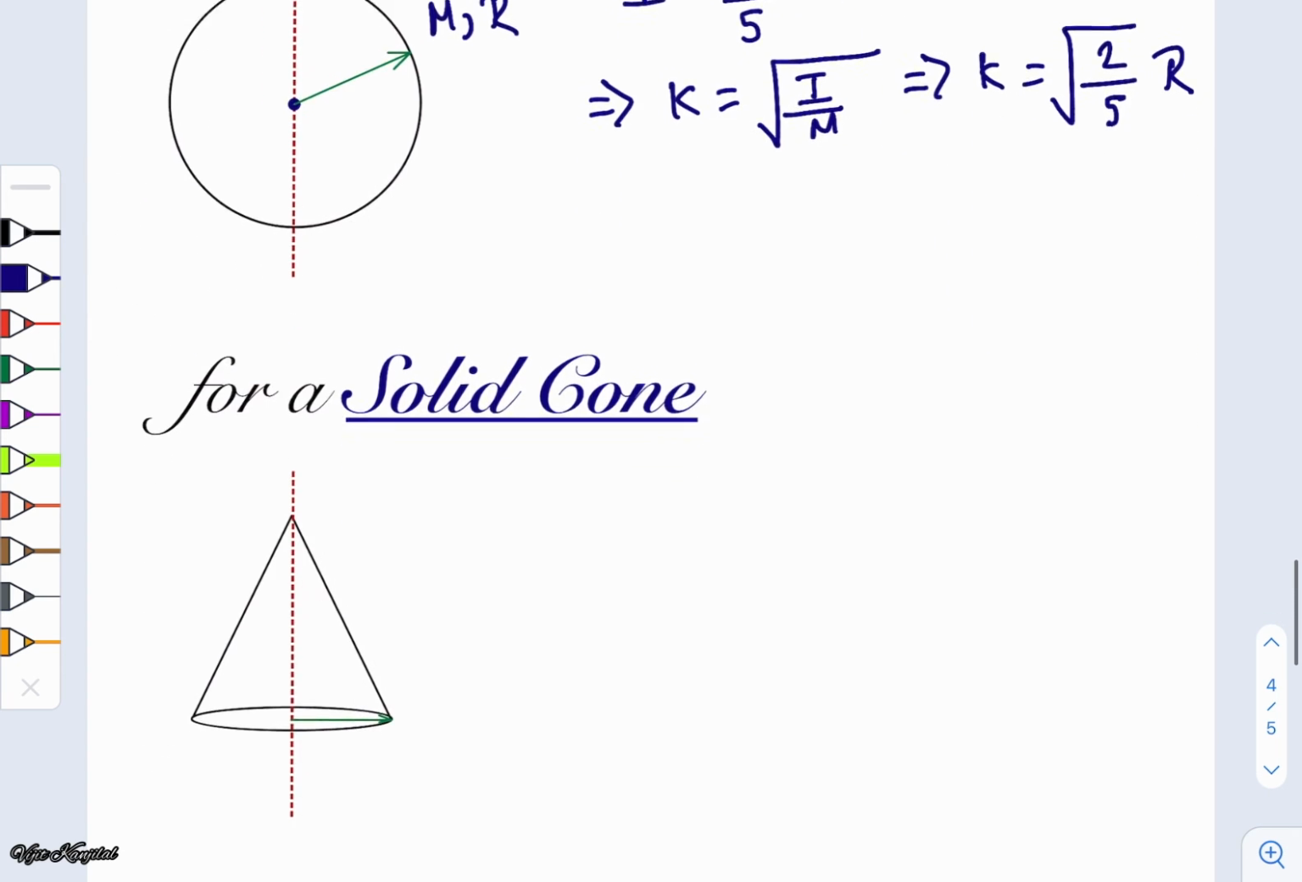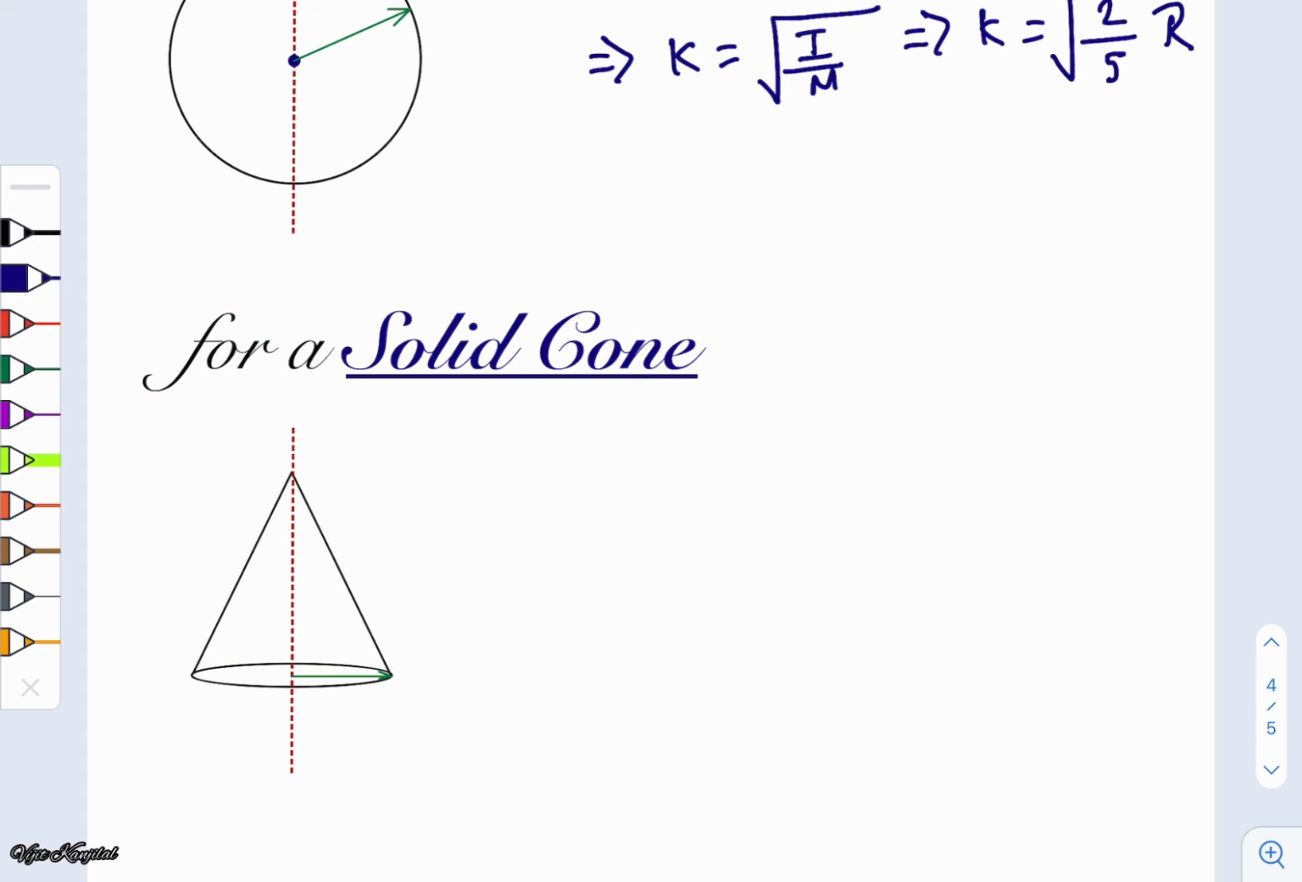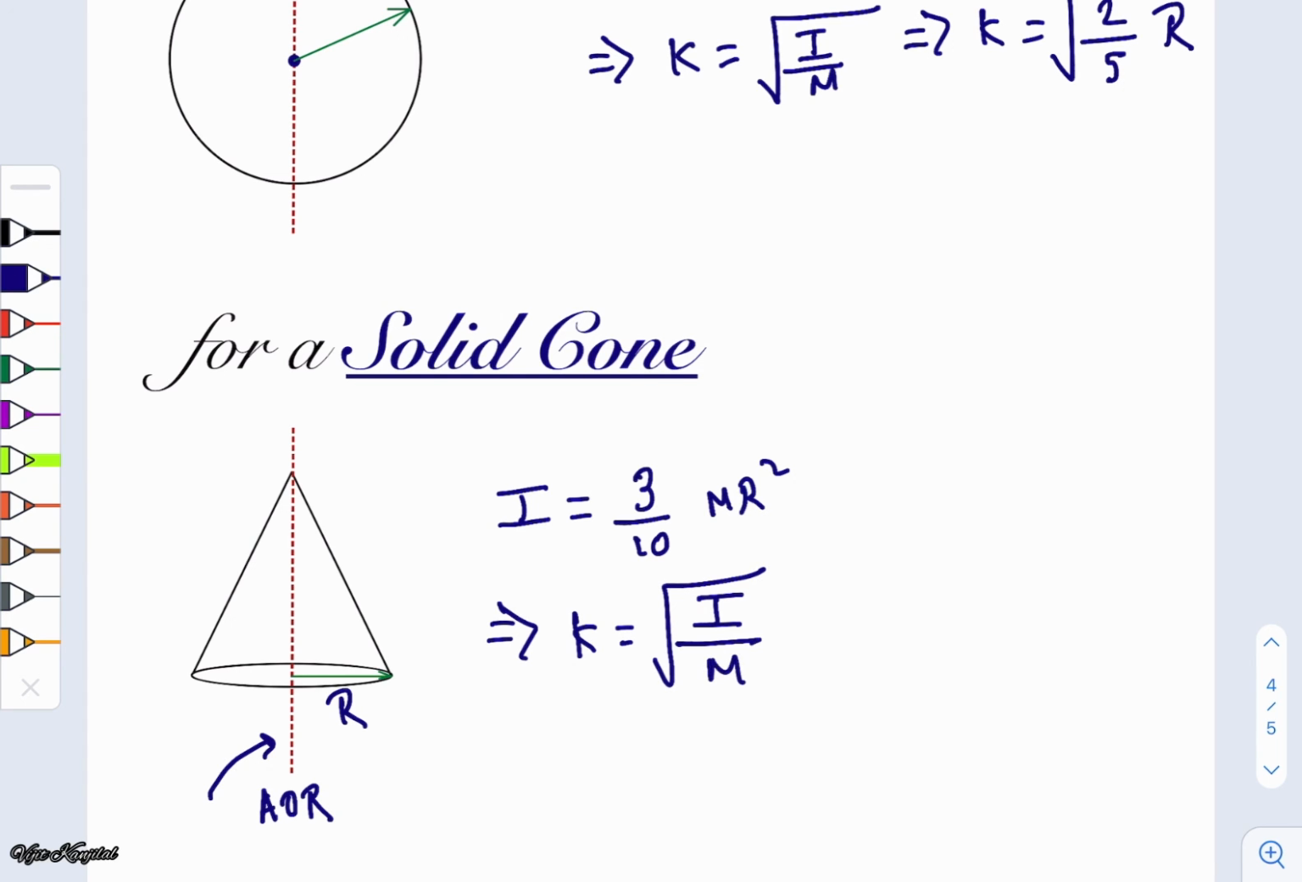Similarly, if we have got a solid cone, let's say, and we wish to find the value of radius of gyration for this particular cone with respect to this axis of rotation, and let us say that the base of this cone has got a radius of r. So what is I? I for this particular case we have previously calculated as 3 by 10 mr square. So what is going to be k? K is nothing but root over I by m. So k is simply root 3 by 10 r.